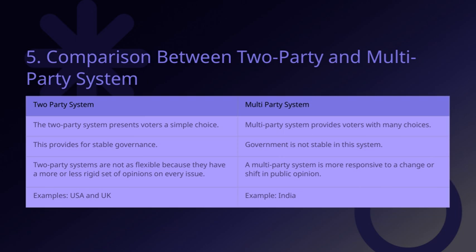On the other hand, multi-party systems provide voters with many choices, reflecting a wider range of opinions and interests. This makes the government more responsive to shifts in public opinion. But this flexibility can sometimes lead to less stability, as coalitions may be more fragile. For example, countries like India have a multi-party system, which helps represent diverse perspectives, while the USA and UK are examples of two-party systems, offering simplicity and stability. Understanding these differences is key as we consider how different political systems shape governance and representation.